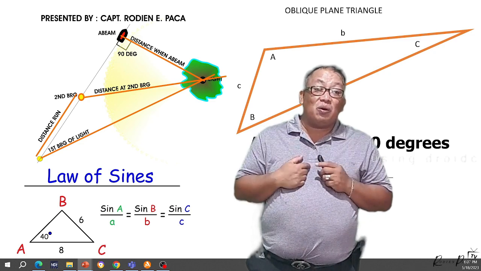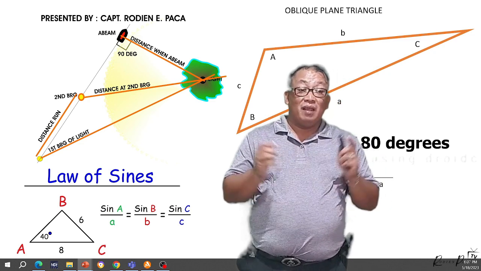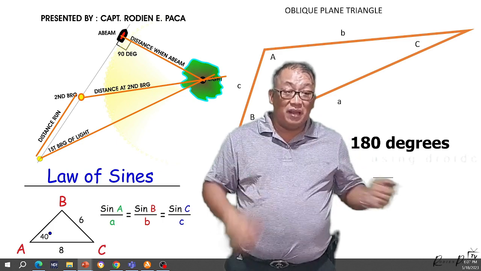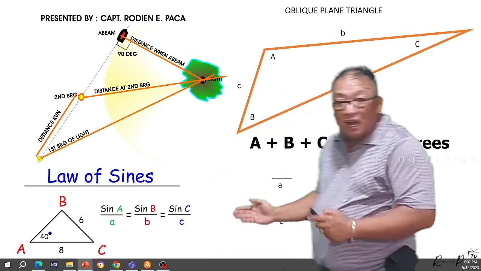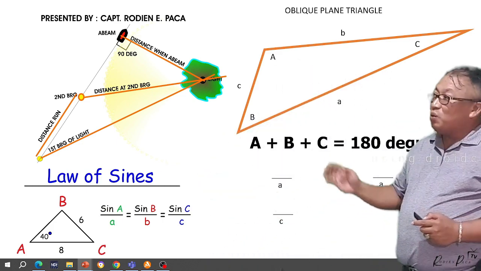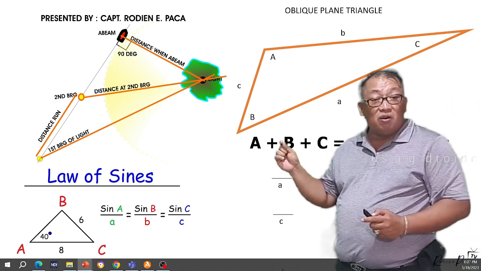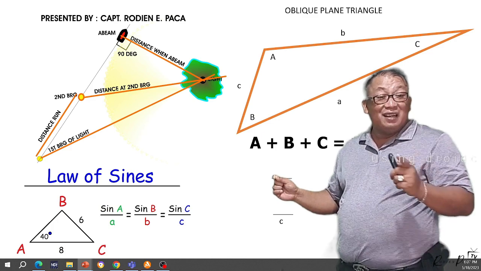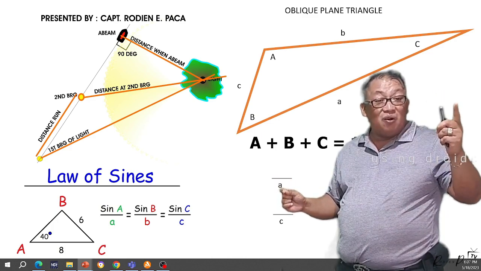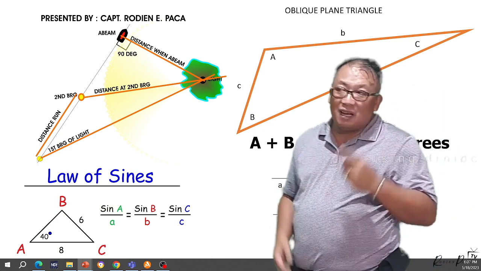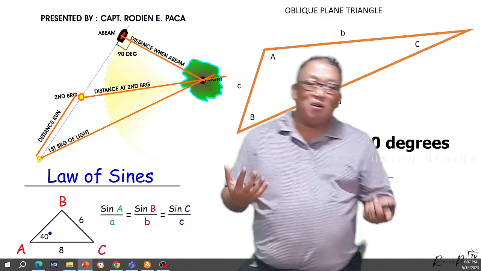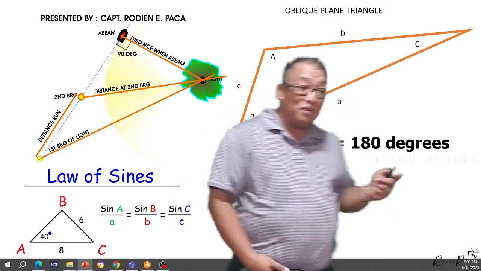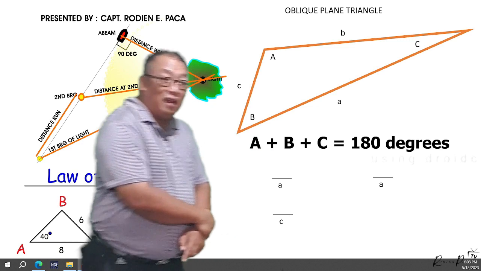It is actually a sine law. It is simply the law of sines, which says that the sine of an angle over the opposite side equals the sine of another angle over its opposite side. Sine A over side A, sine B over side B, sine C over side C. Let me expound.